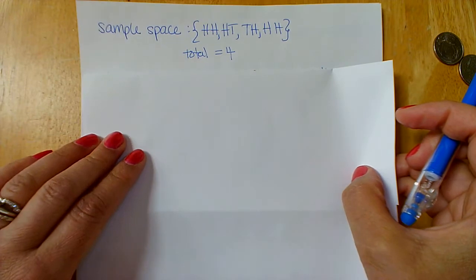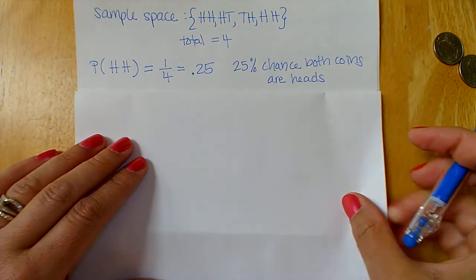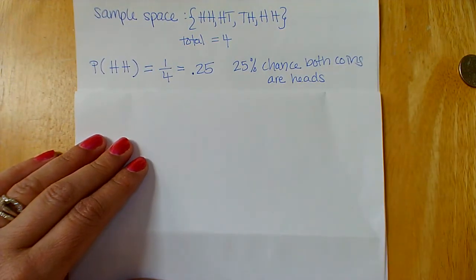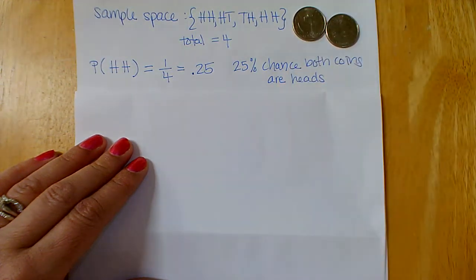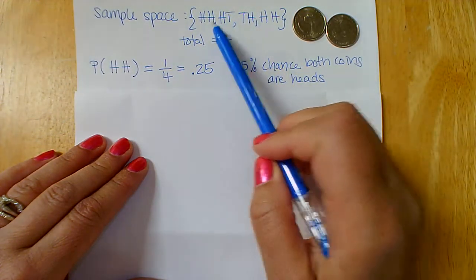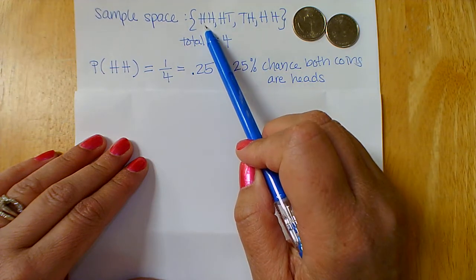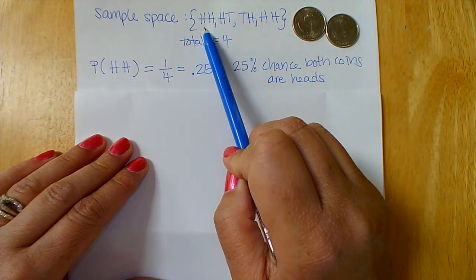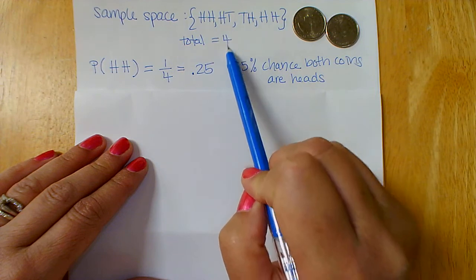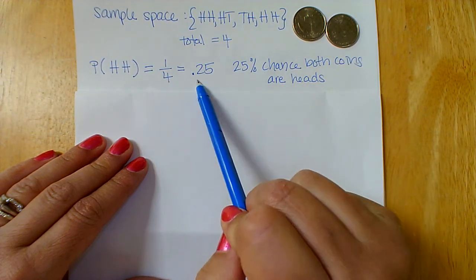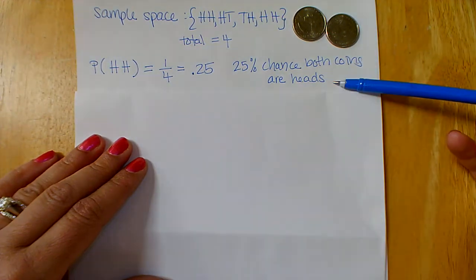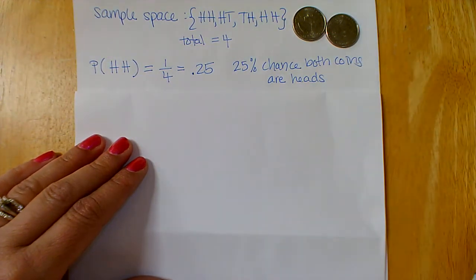Remembering that my sample space is 4, let's find the probability that we both flip heads. So heads on the first and heads on the second. Well, heads, heads. How many heads, heads are there here? There's only one heads, heads that comes up out of 4 total different outcomes. So that's a 1 out of 4 chance, which is 0.25. So we have a 25% chance both coins are heads.